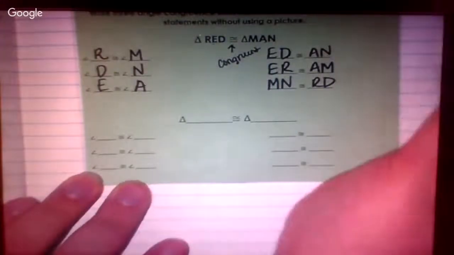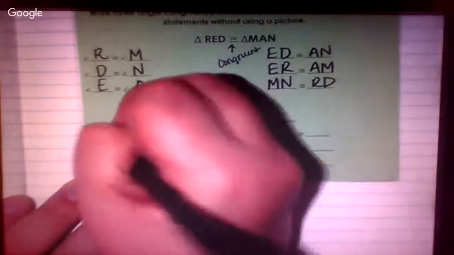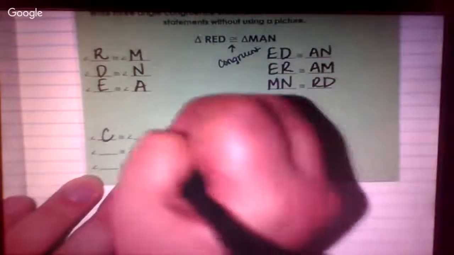Okay. What if I give you a whole bunch of corresponding angles and sides. So what if I tell you that, let's see, C is congruent to T.